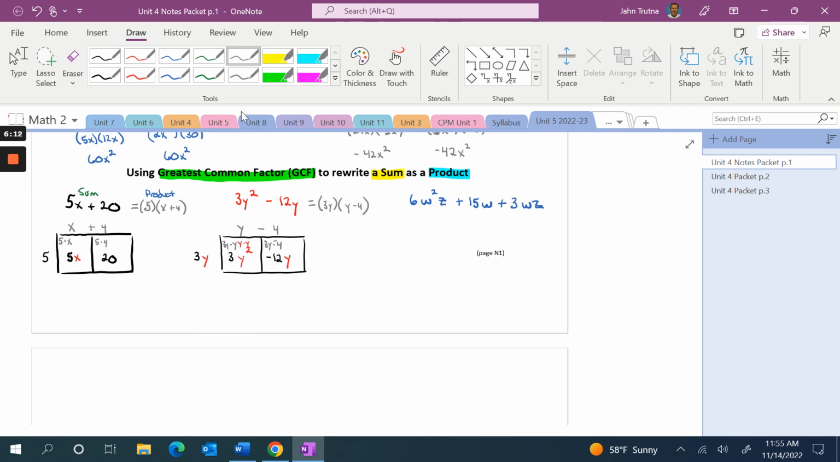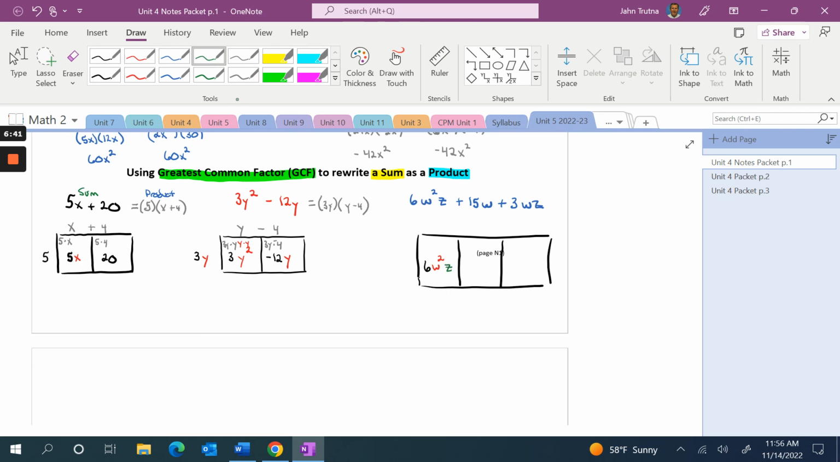Last one in blue. We're going to set up our area model here. Now this area model is going to be divided into 3 rectangles vertically. So I'm going to divide it into 3 rectangles as such. I'm going to write the 6w squared z in the first rectangle, and I'm going to color code the numbers in black, the w's in red, the z's in green.